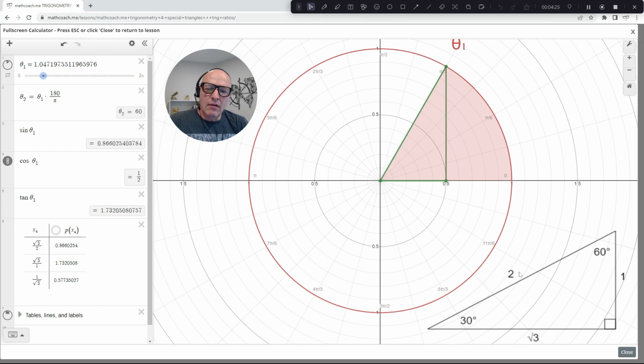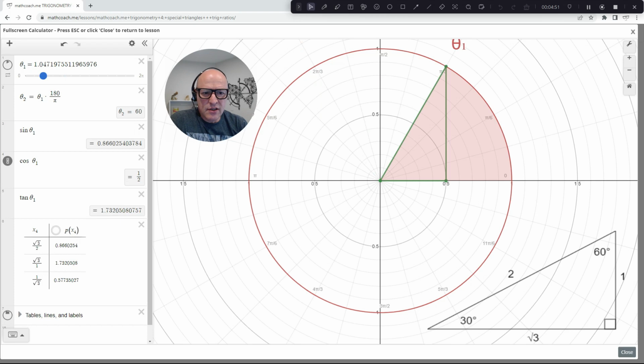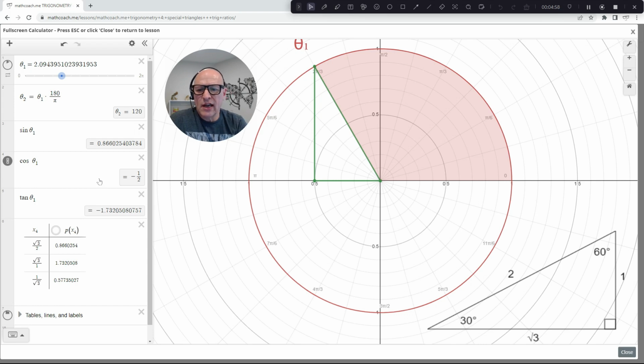Now, I just want to explore this concept here. This is pi over 3, or 60 degrees. Let me move that over to 120 degrees. That's our next 60-degree increment. For this angle, 120 degrees, the cosine of that is negative 1/2. Now, let me go back to 60 degrees. For 60 degrees, cosine is 1/2.